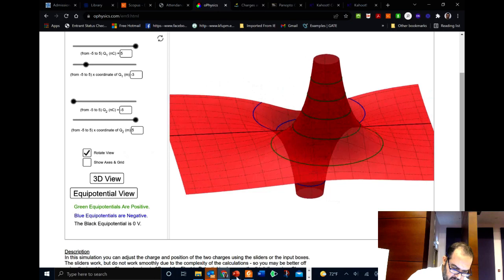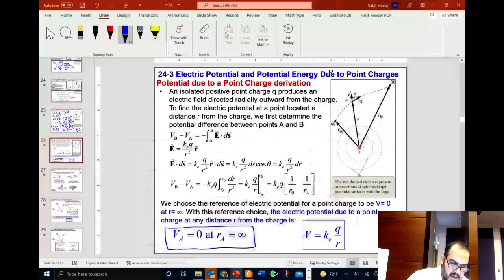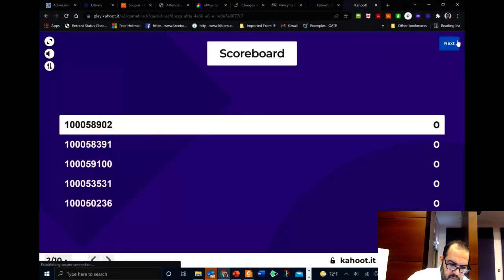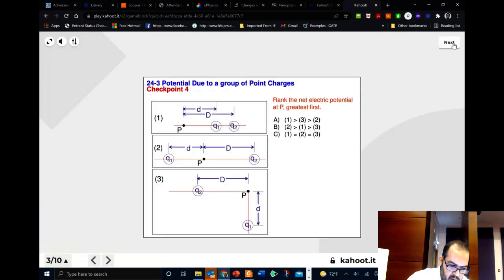Okay, let me go to the Kahoot and continue it. Next, answer this question. We have a point P at a small distance d from charge Q1 and capital D from charge Q2 in case 1. In case 2, point P is between these two charges, but the distances are also d and capital D. In the third case, P is at a corner, Q1 is at a distance small d, and Q2 at a distance capital D. Rank the net electric potential, which is a voltage, greatest first.